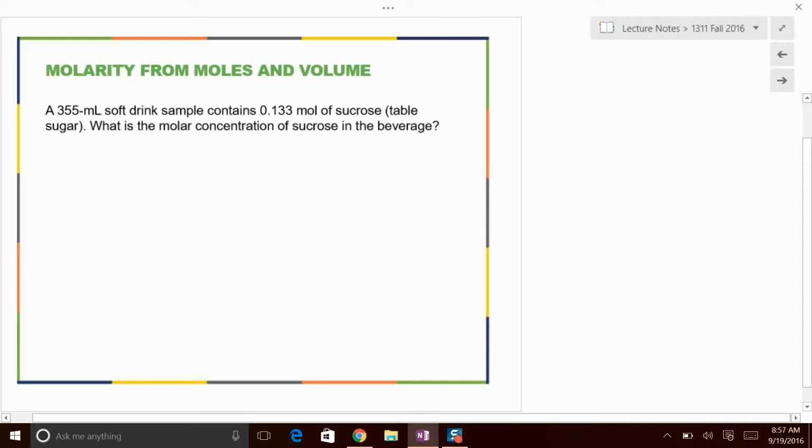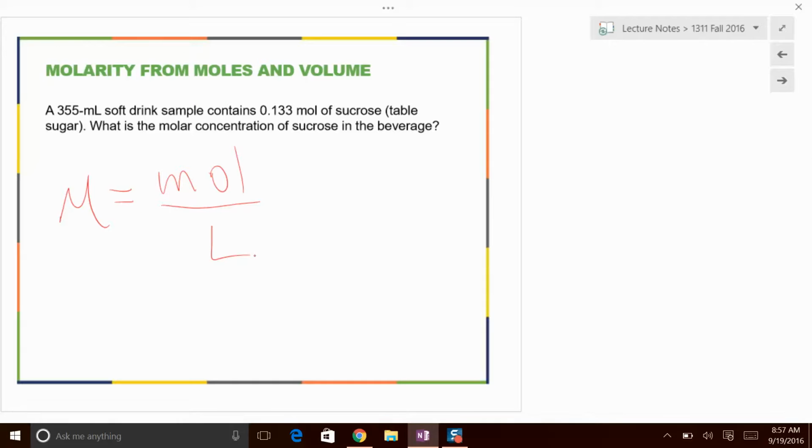Okay? Okay, so a 355 milliliter soft drink sample contains 0.133 moles of sucrose. What is the molar concentration of sucrose in the beverage? So, our equation is molarity equals the moles per the liters. This is a very straightforward question. They want me to find the concentration, the molarity. Molarity is the concentration. They told me what the moles are. The moles are 0.133 moles. Now, they didn't tell me the liters, but they did give me the milliliters.